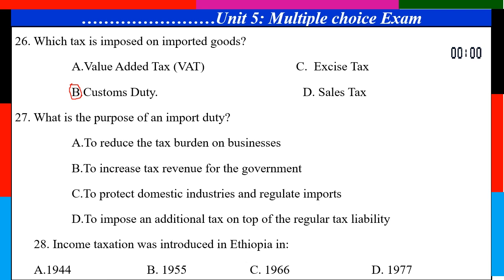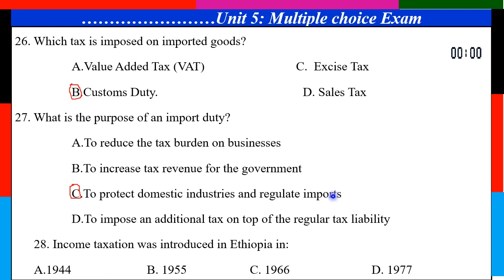Again, the correct answer for this question is choice C. The main purpose of import duty is to protect the domestic industries and regulate the importers. Because, as you know, in the case of Ethiopia, for example, the Ethiopian industrial sector is still infant. It is not matured.